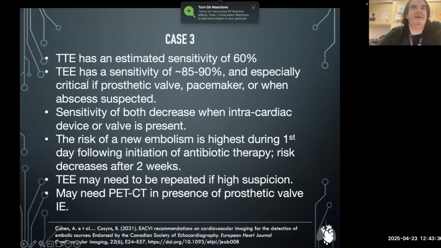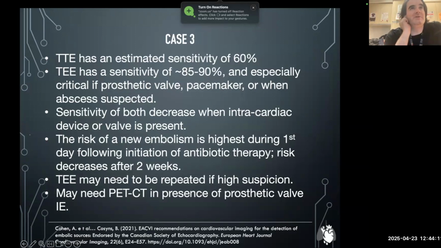TTE has a sensitivity of 60% for endocarditis, but that's variable depending on the study. TEE is more sensitive, but can be challenged by things like prosthetic valves and pacemakers, and TEE is better for these conditions and valve, especially aortic valve abscess, for example. But again, it can be limited when you have devices present that can cause a lot of artifact and shading and have a difficult time picking up new lesions. And the risk of embolism is actually highest during the first day following initiation of antibiotic therapy. Risk decreases after 2 weeks.